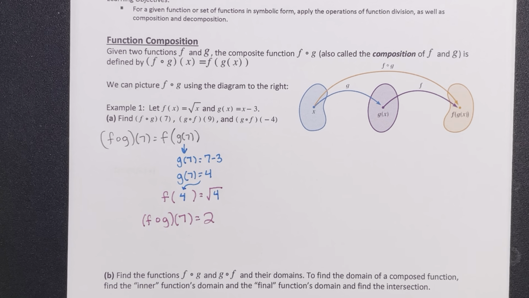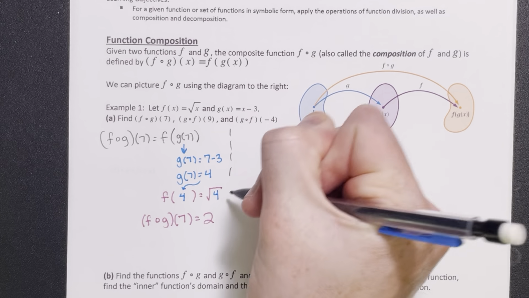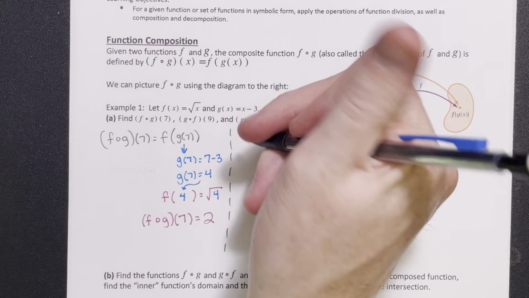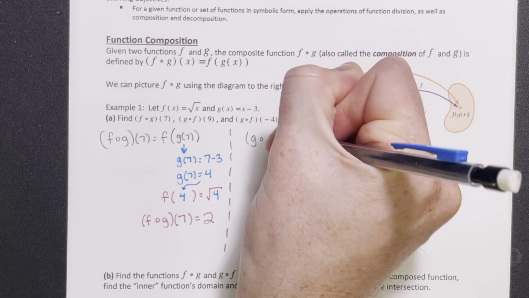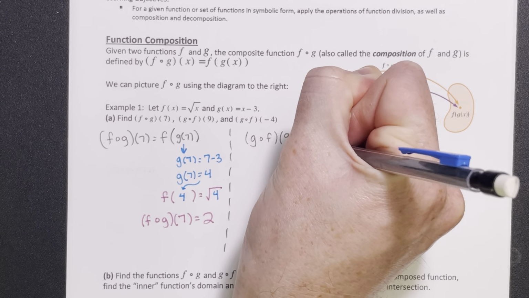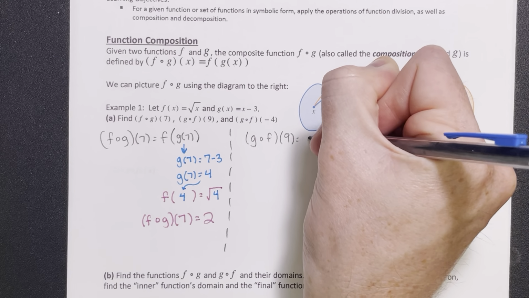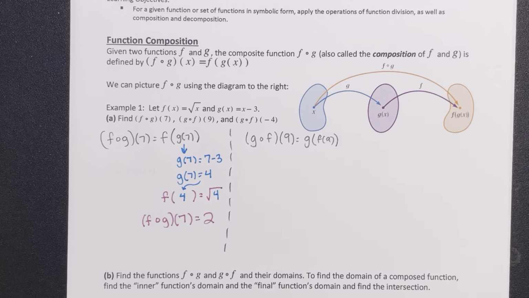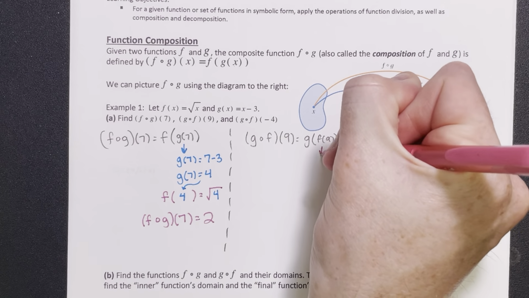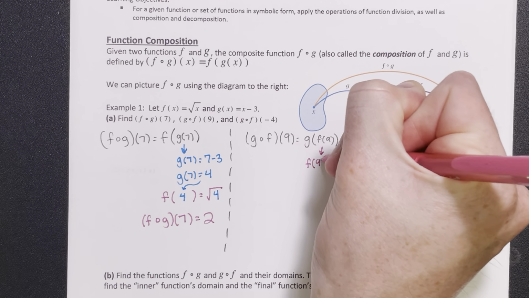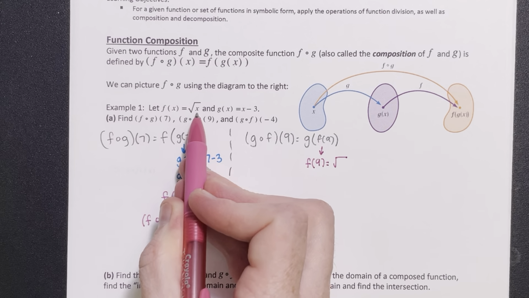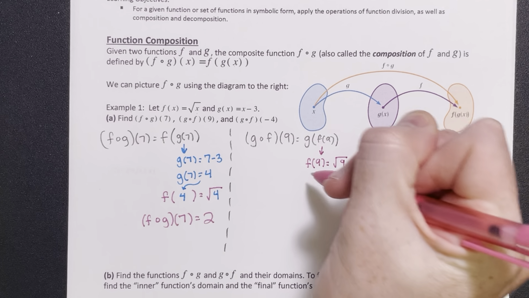We have another one that says g of f this time, so the order has changed, which means now f will be our input function. So g of f of 9 is equivalent to saying g of f of 9. Let's start there, finding f of 9. F of 9 would be the square root of 9, which is just 3.